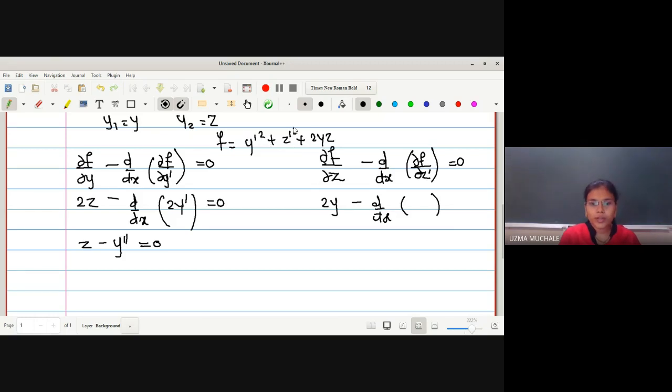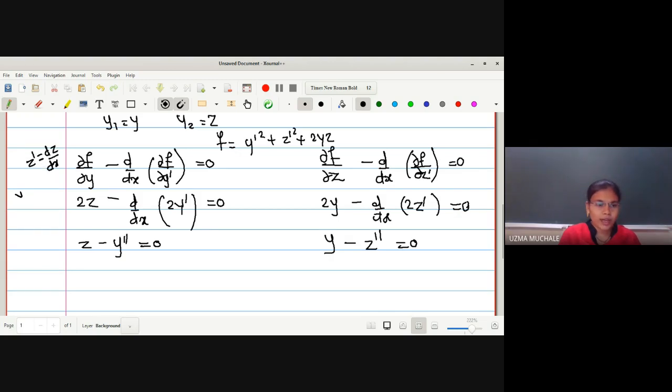Here also, we are going to differentiate the second term. It will be simply 2z dash is equal to 0, right? So again, you can divide by 2 or take 2 common, and then we get, if it is the derivative with respect to x, instead of z dash we can write z double dash is equal to 0, right? What is z dash? z dash is nothing but dz by dx.